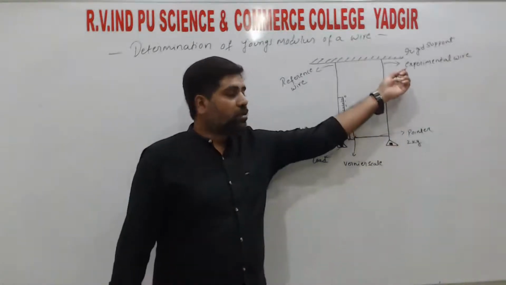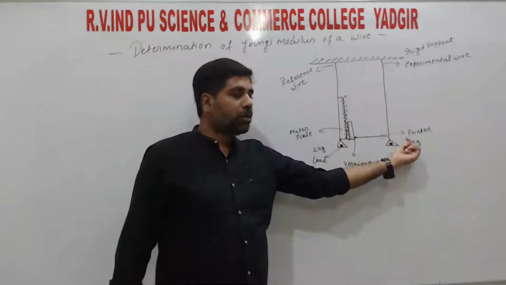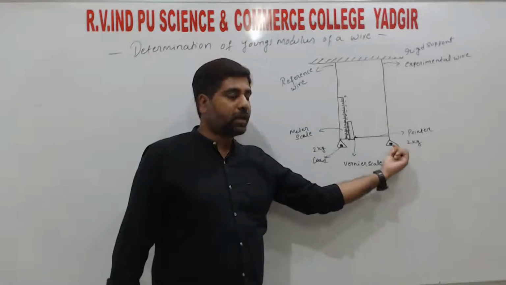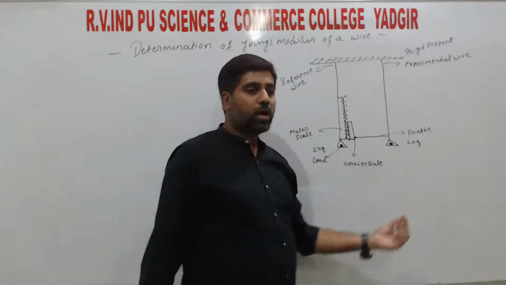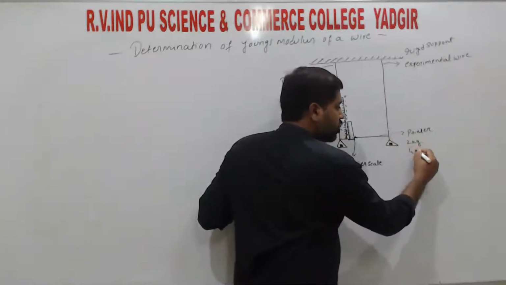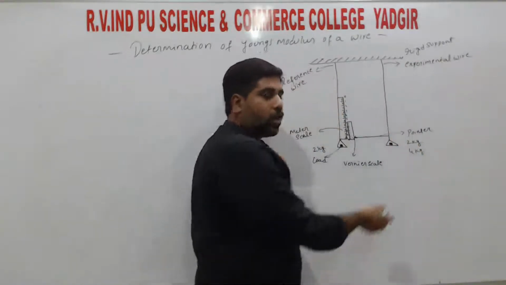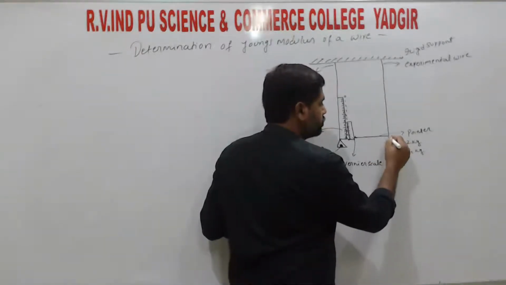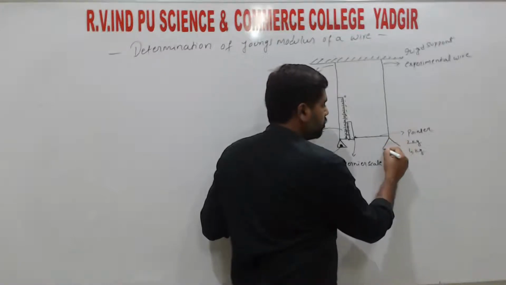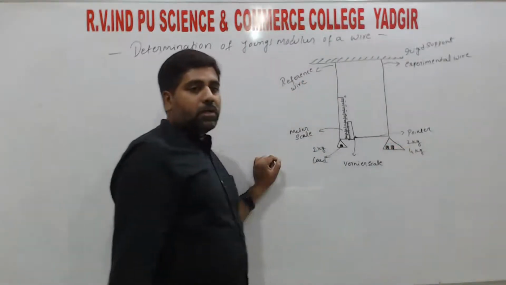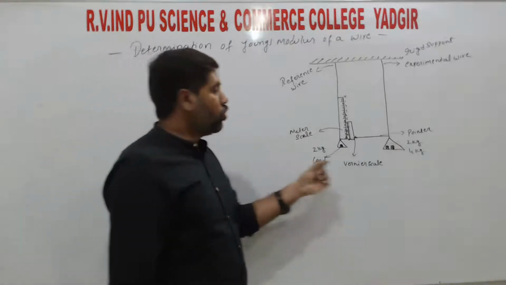Onto the experimental wire, we keep on increasing the load. We go on adding extra load to the experimental wire. Next, in the experimental wire we are increasing the load to some 4 kg. Already 2 kg is there, so along with this 2 kg, a further 2 kg is added. So the load is increasing.